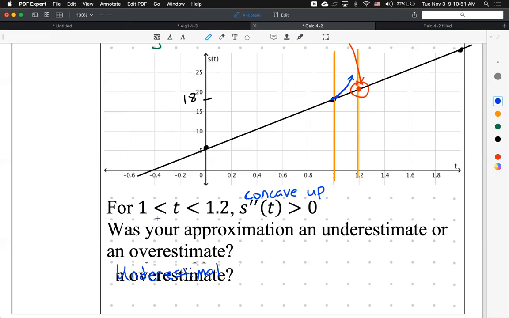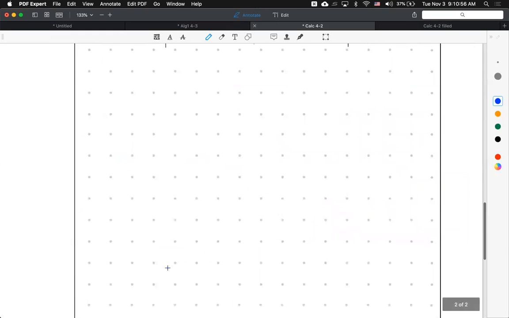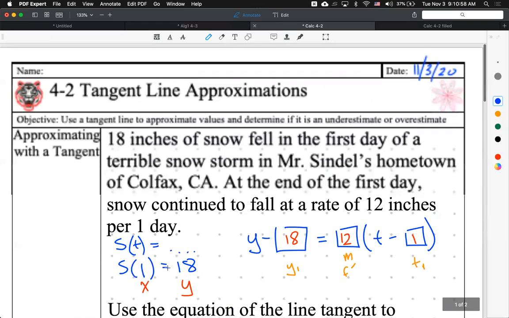Or under approximation. Oh, what just happened there? Why does my computer do this to me?